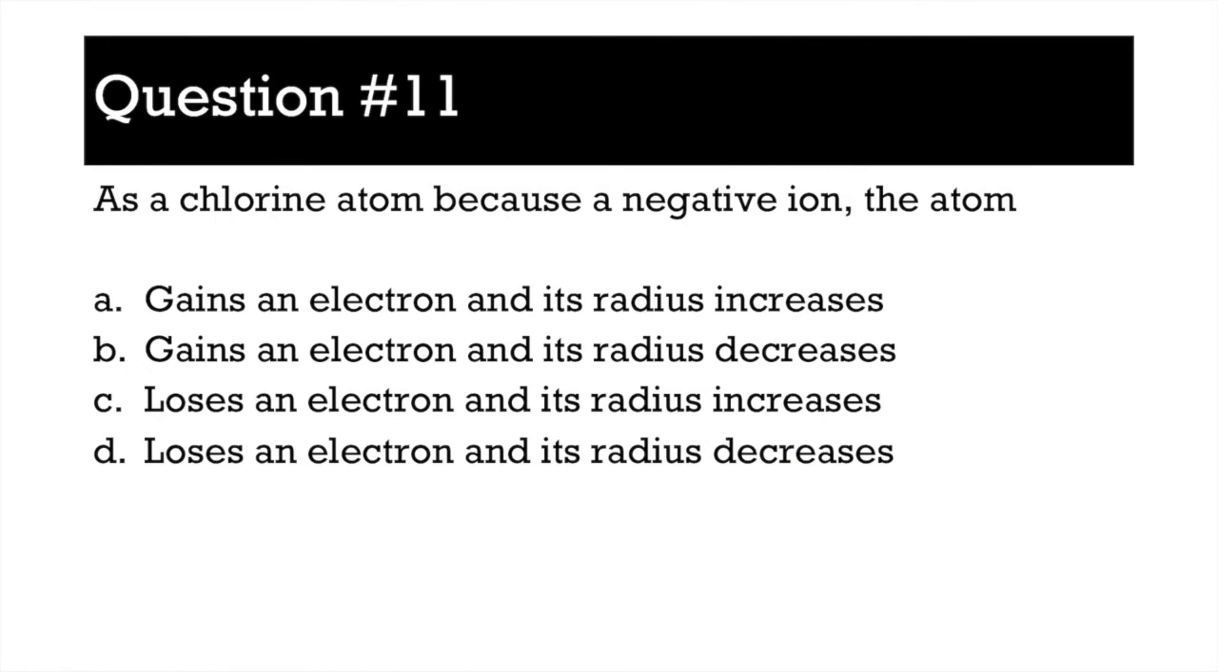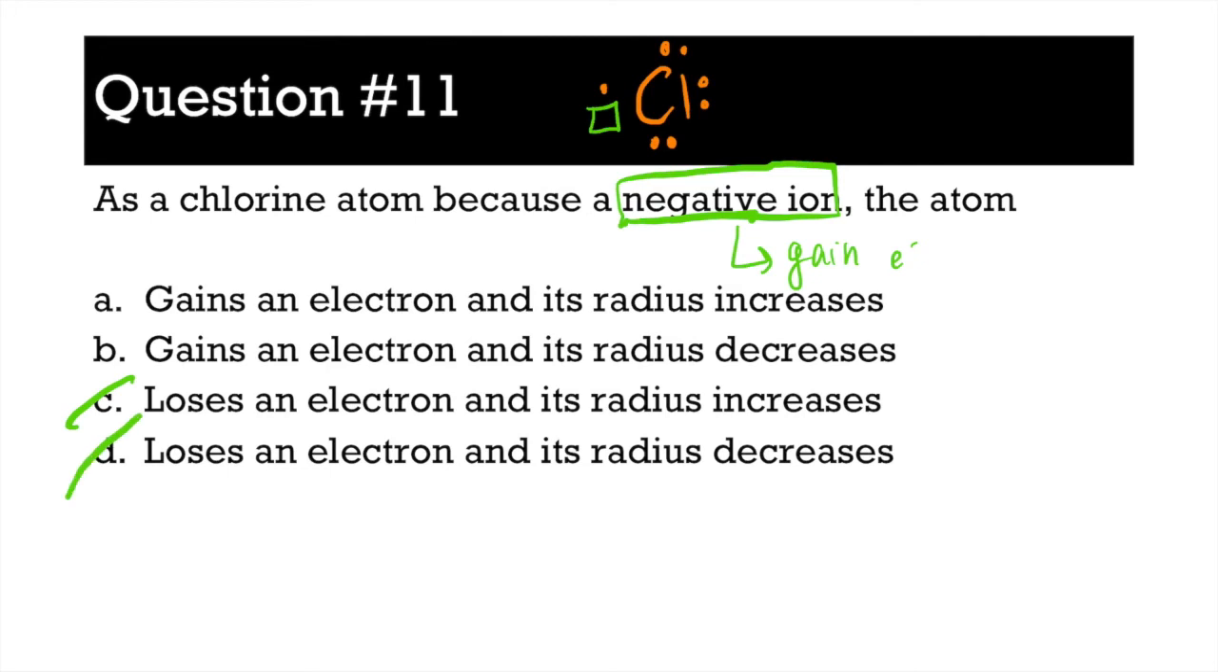11 says as a chlorine atom becomes a negative ion, the atom will. So chlorine lives in group 17 and has 7 valence electrons. So what it's going to want to do is gain 1 electron from something, steal it from a metal, and have that perfect 8. So again, it's even telling you that it's going to become negative. And you become negative by gaining electrons. So we can get rid of C and D.